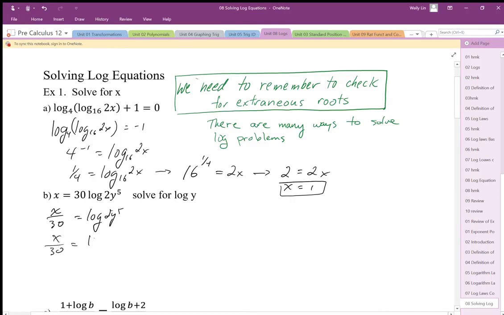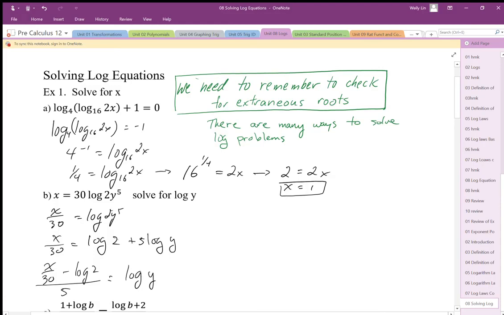Okay, so I can split that 2 with the y to the power 5. I can do that using log properties, and I can use another log property to bring that 5 to the front. So I'm just going to do that in one step here. Okay, so there I have my 5 log y. Now I just have to move everything to the other side. So I end up with x over 30, minus log 2, all divided by 5 equals log y.